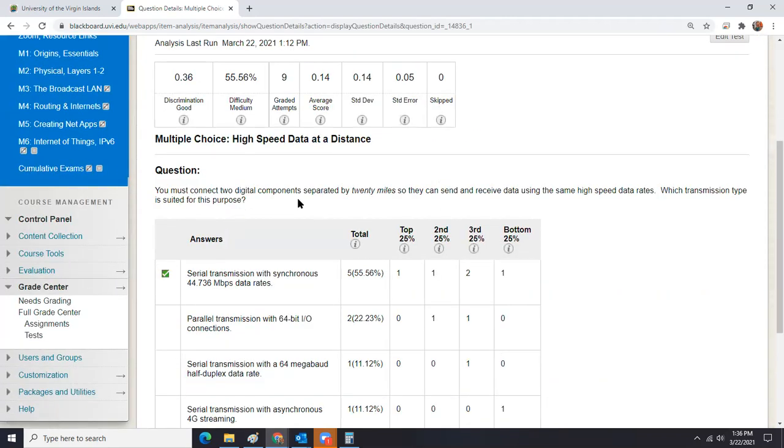You must connect two digital components separated by 20 miles. We did say that serial or parallel transmissions are typically handled between digital components within the same system. If you have a 20-mile distance, you're not talking about connecting for digital communication purposes two different components within the same server or the same workstation. If they're separated by 20 miles, that's between systems, not within a system. So serial transmission is the only way to go.